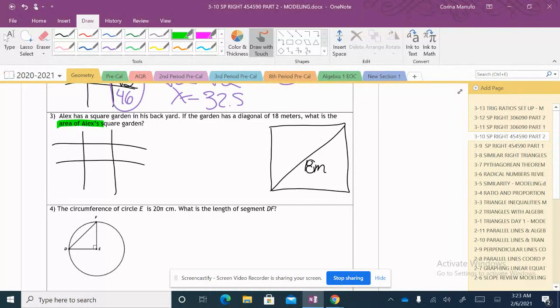All right, well, for area, if we're trying to find the area, we would have to do, those colors do not look good together.